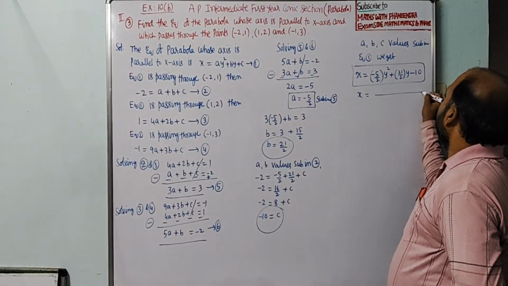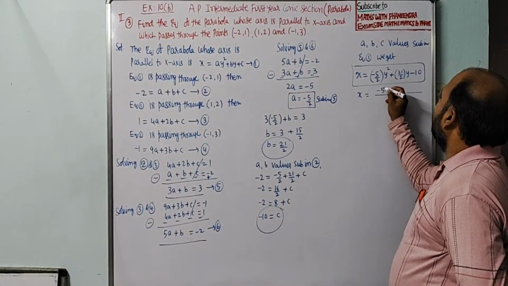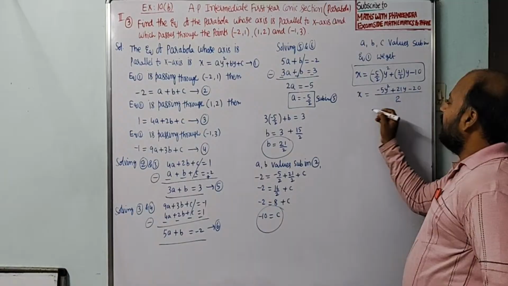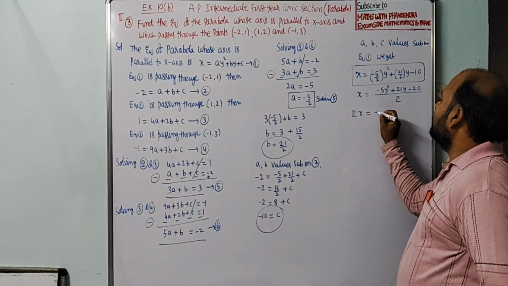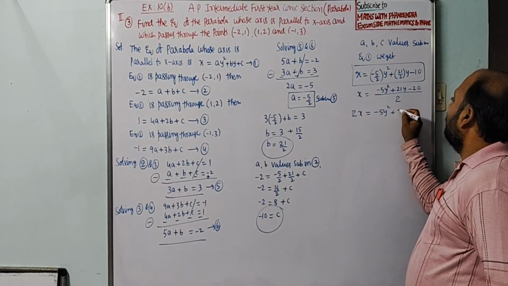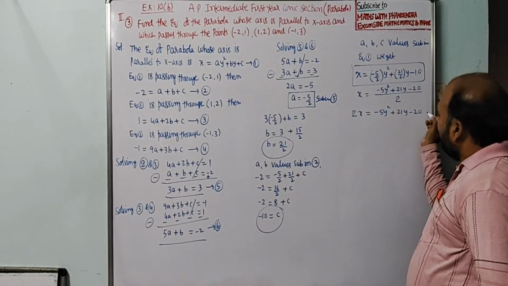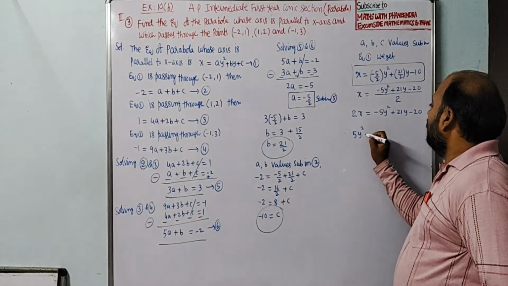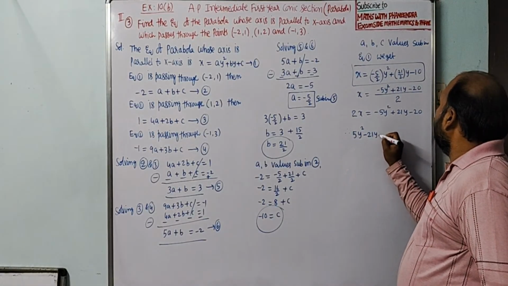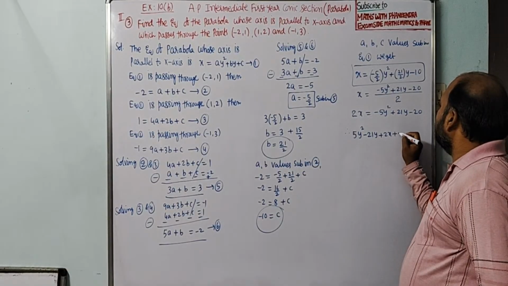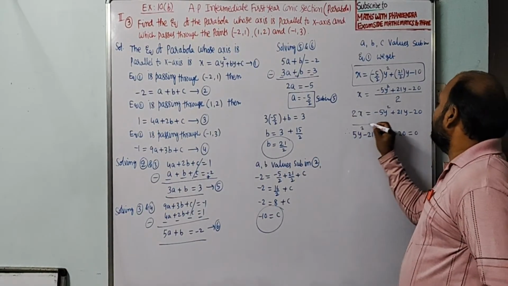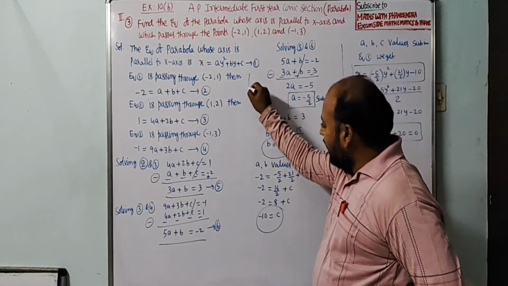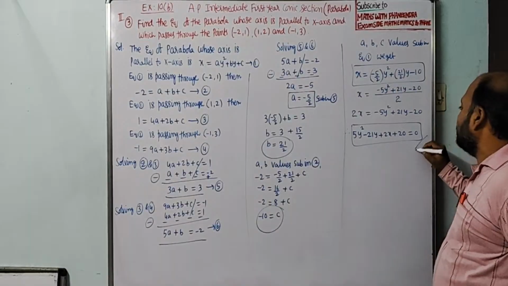X equal to 2 is the LCM. Minus 5y square plus 21y minus 20. Bring this side 2. So 2x equal to minus 5y square plus 21y minus 20. All these values bring this side. Therefore 5y square minus 21y plus 2x plus 20 equal to 0. This is the required equation of a parabola whose axis is parallel to x-axis.